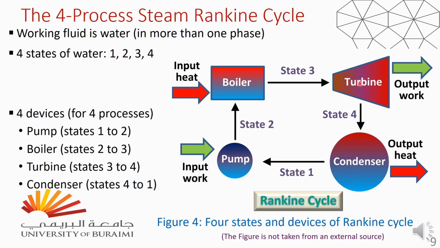Now the turbine extracts energy from that steam and produces output work, and converts the steam to state number 4. And the condenser releases heat from that steam and converts it to 100% liquid water, state number 1 again.